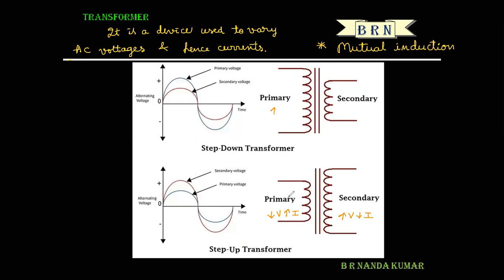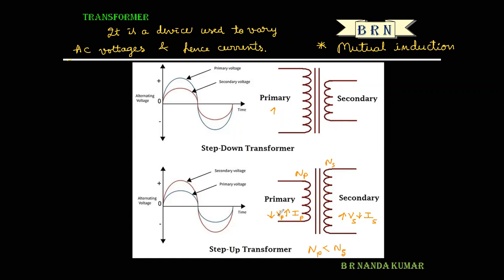So what is the meaning of step up transformer? It is a device which converts low alternating voltage at higher current. This is the primary voltage, this is the primary current, this is the secondary voltage, and this one is the secondary current. These are the number of turns in the primary coil, and these are the number of turns in the secondary coil. So in a step up transformer, the number of turns in the primary coil is less than the number of turns in the secondary coil.